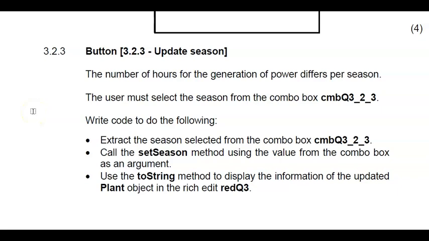In this third button on the main form, we have been asked to update the season. So you have written the setSeason method, also a procedure. You have to get input from the user from the combo box, and then you have to also display your toString in the rich edit. I'm sure you're able to do this one. Press pause, try it yourself, and I will show you the example of output just now.